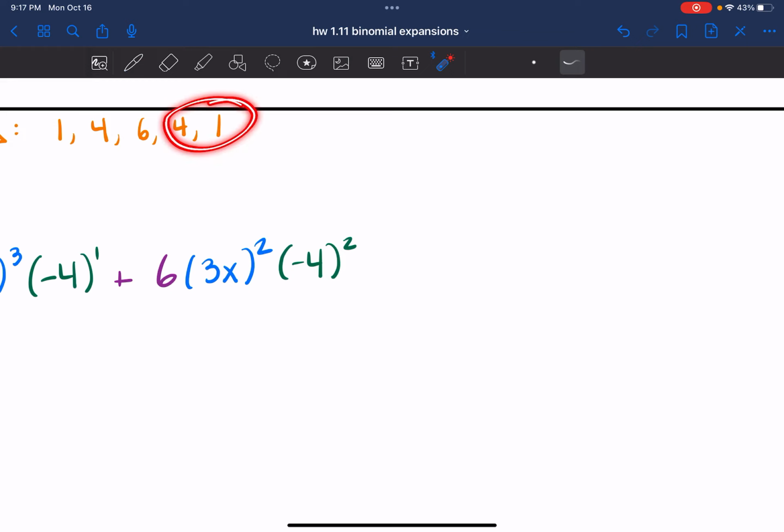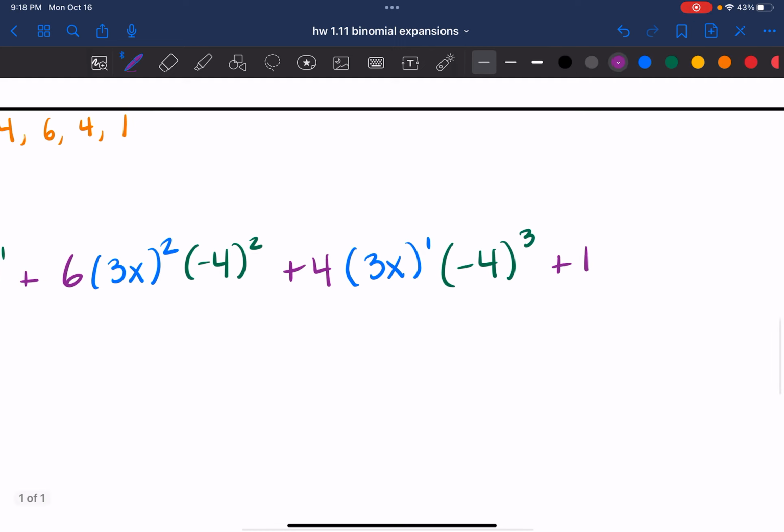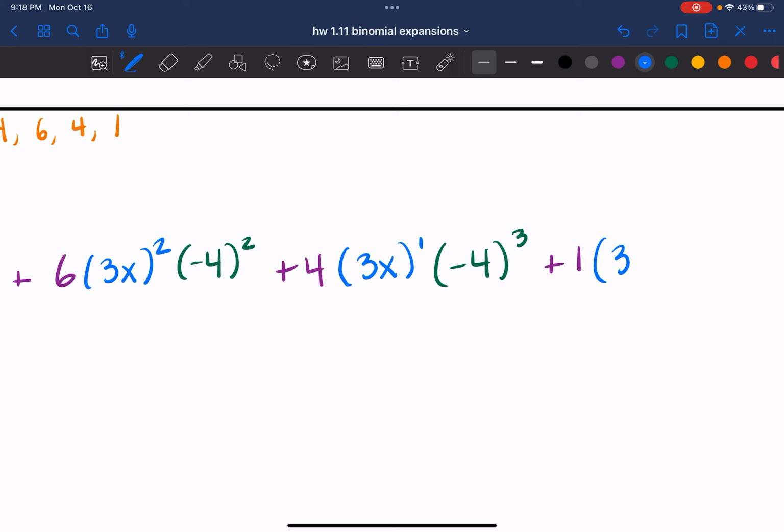We have 2 more to go. Our next term is going to start with a 4. 3x is now only raised to the 1 power, and negative 4 is now raised to the 3rd power. And then last one up is that 1, so I have plus 1. 3x is now to the 0 power, and negative 4 is now up to the 4th power.